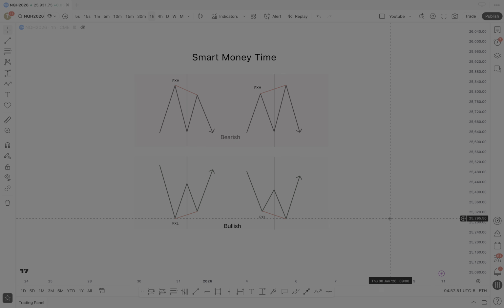Hello and welcome to this new lecture about SMT. SMT stands in short for Smart Money Time. And now you're wondering, where do we use SMT for? SMT can be useful in many ways because SMT tells us when we're likely going to form a reversal.